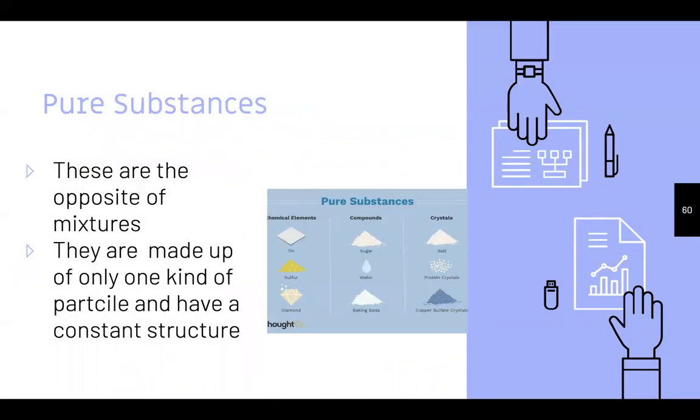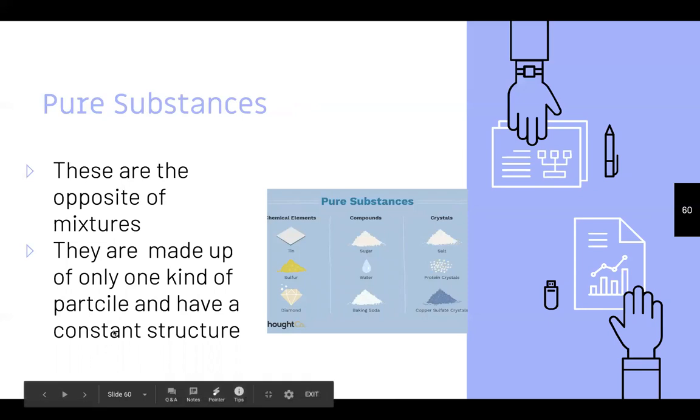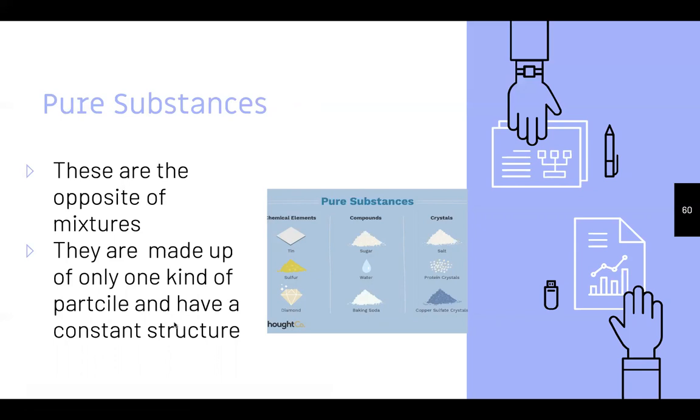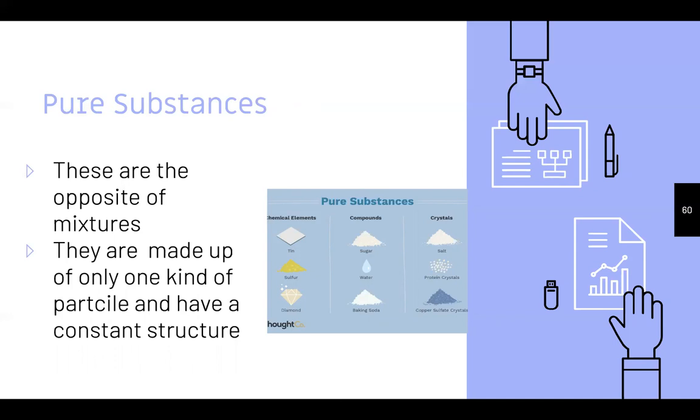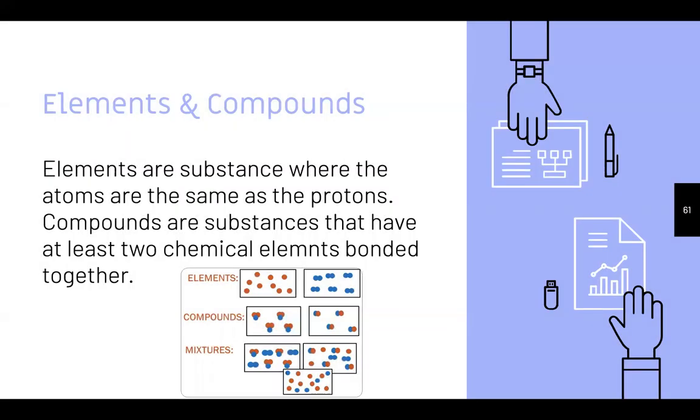And pure substances are the opposite of mixtures. They are made up of only one kind of particle and have a constant structure. To the right are examples of pure substances: chemical elements, compounds, crystals. Elements are substances where the atoms are the same, and compounds are substances that have at least two chemical elements, my bad, bonded together.